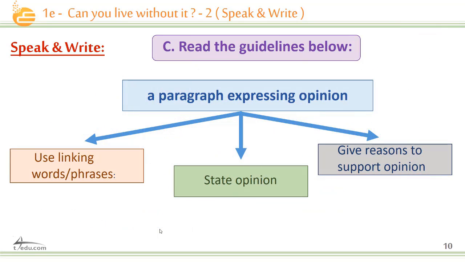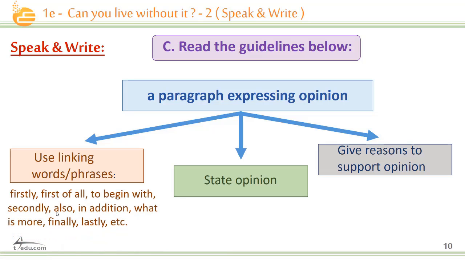Now, let's read the guidelines below. A paragraph expressing opinion. We use linking words or phrases. What are they? As we said, first of all, to begin with. Secondly, also, in addition, what is more, finally, lastly, etc. You have a lot. Next, in addition, all of these words are called linking words. They link between sentences. Okay?